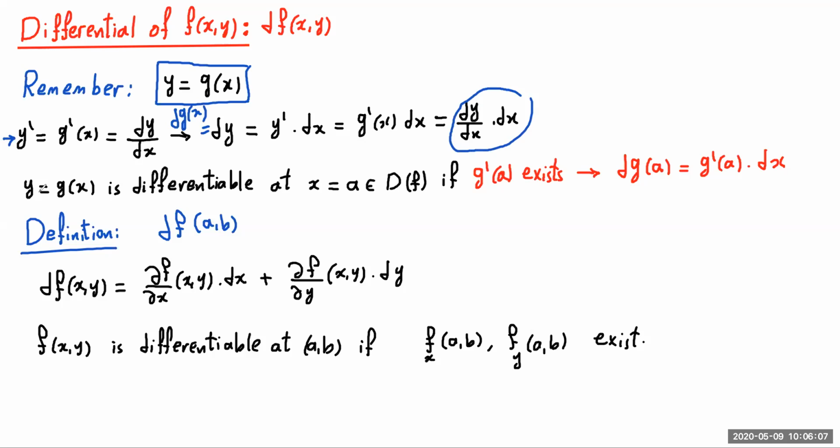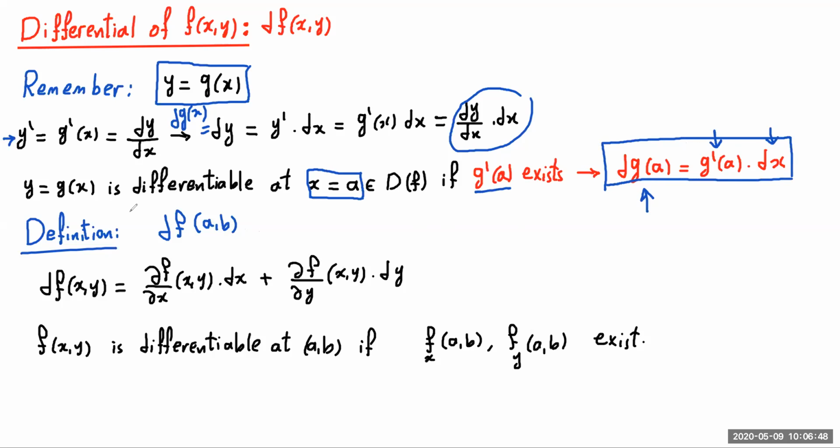So the function y equals g(x) is called differentiable at a point A in the domain if the derivative at this point exists. In this case, the differential of the function g at the point A is given by this formula. Because this derivative exists, it is a number, for example 5. If it's 5, the differential is 5 dx, where dx is the differential of x. Okay.